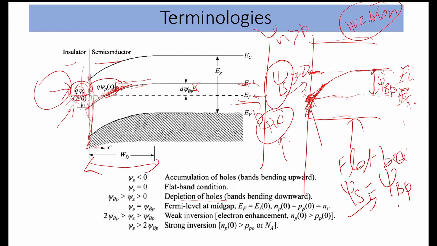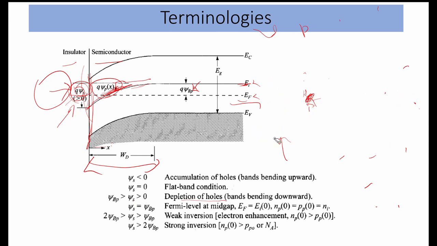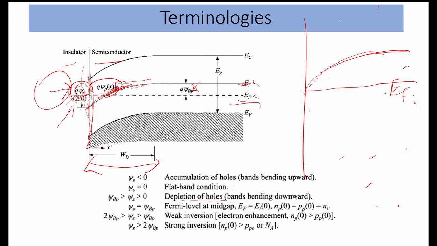In inversion there are two cases. One is the weak inversion, one is the strong inversion. So whatever we have seen, this is the EF, this is the EI, and the gap between these two is psi BP. This is psi F, psi S.